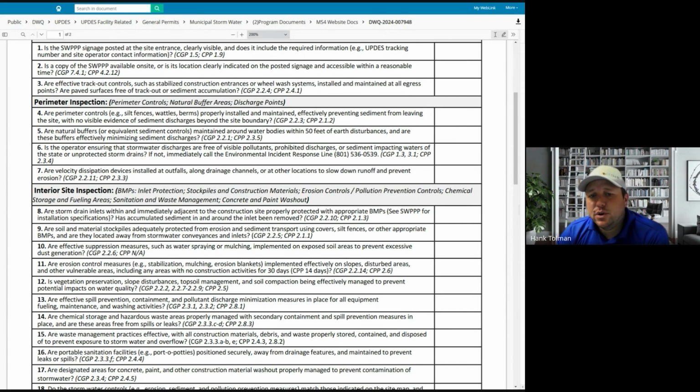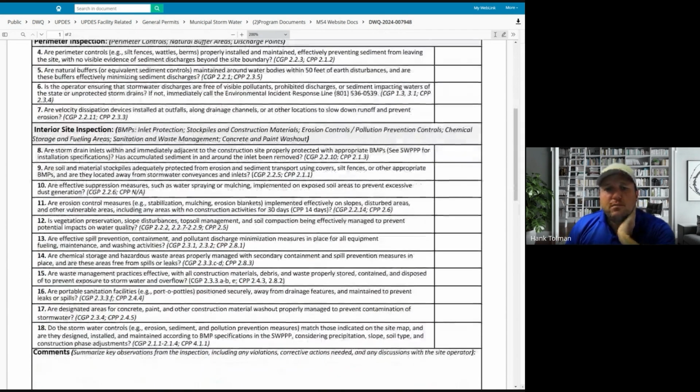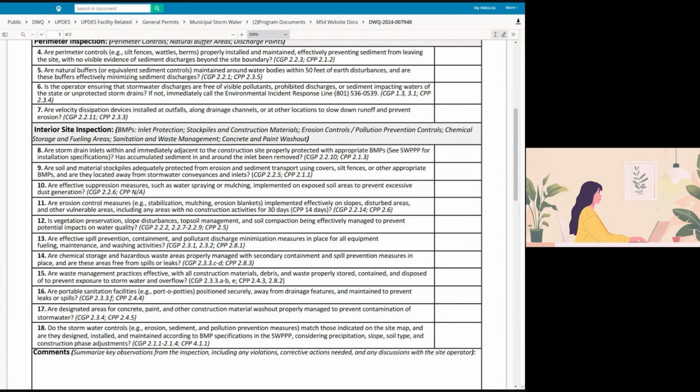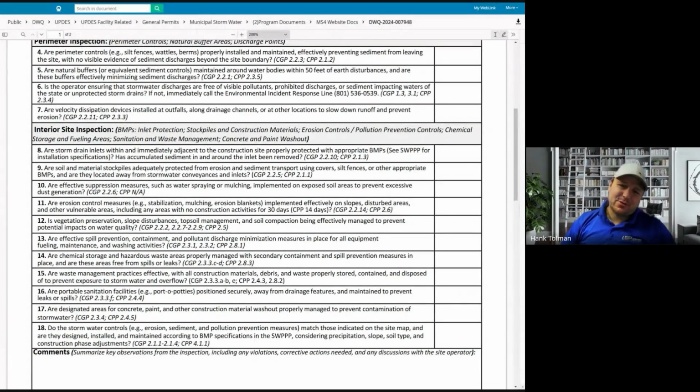All right, next is interior site inspection. We have inlet protections. We can talk a lot about inlet protections, but does anybody remember what the 3 types of inlet protection are? Who's got it? 3 types of inlet protection. In, out, and around. Okay, nice. We have inlet inserts, right? Inlet covers and inlet barriers.